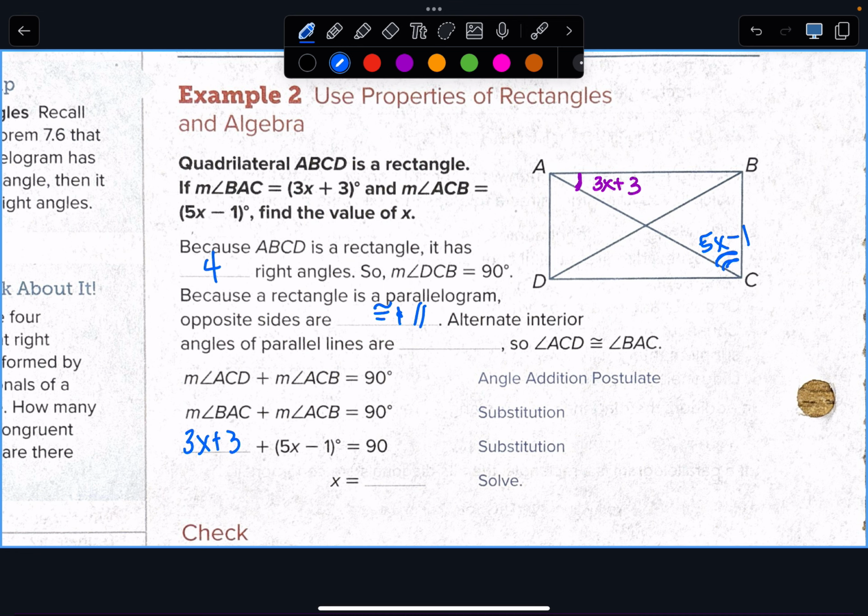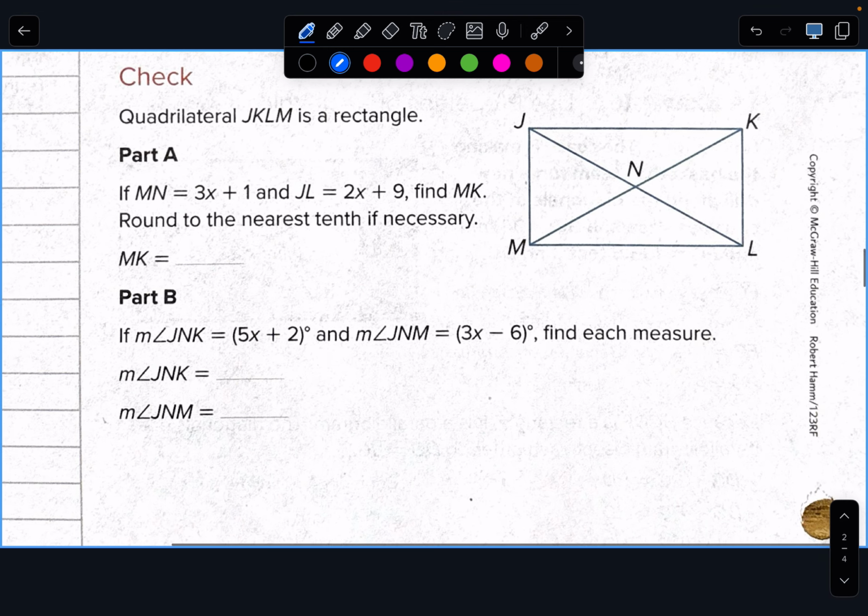So that means 8x minus 2 equals 90, okay. X equals 11, fine. All right, so how about you figure out the check down below, since you're so good at this.